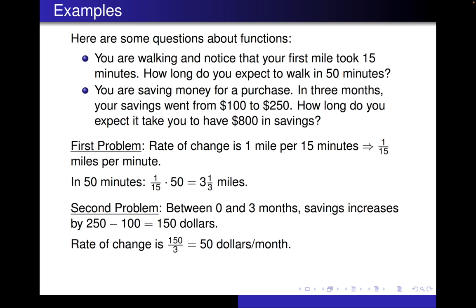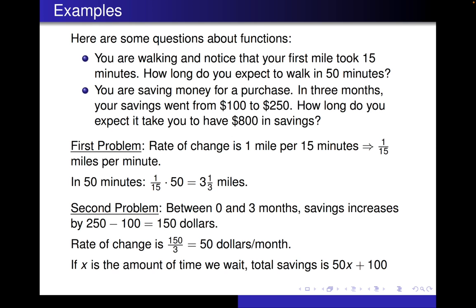So remember, in that second problem, we're trying to figure out how much time has gone by. So we're going to let x be the amount of time that we wait. That's what we're trying to solve for. Since we get $50 per month, if x is the amount of time, we multiply x times 50 to get the amount of savings that we get. Plus, of course, that $100 that we had at the beginning.